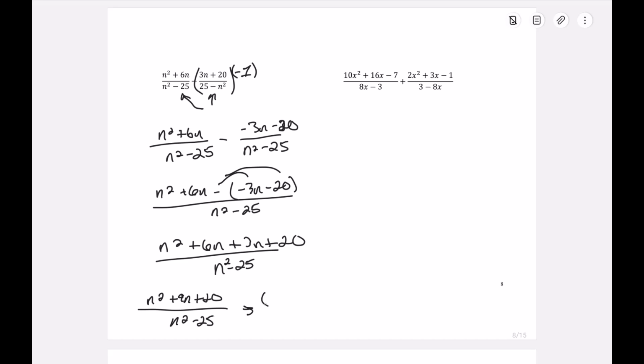If we factor, we would get a positive (n plus 4)(n plus 5), and in the bottom we would get (n plus 5)(n minus 5). And if we go back and cancel, we can see that an n plus 5 cancels in the top and the bottom, and our answer would be n plus 4 all over n minus 5.